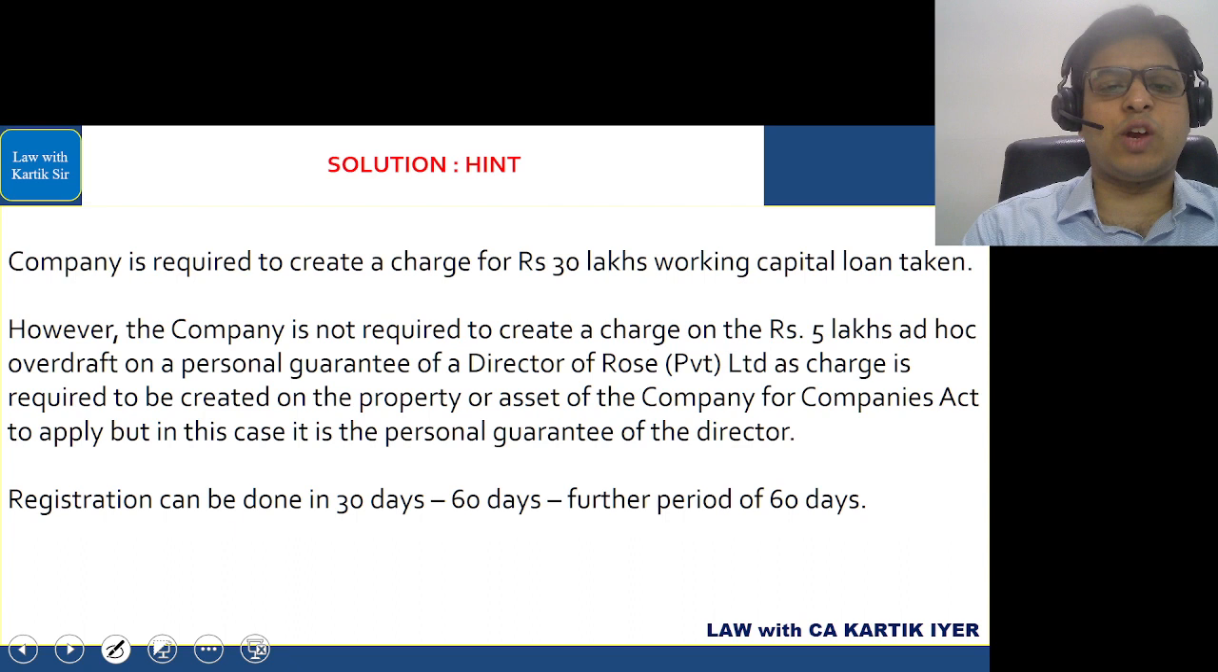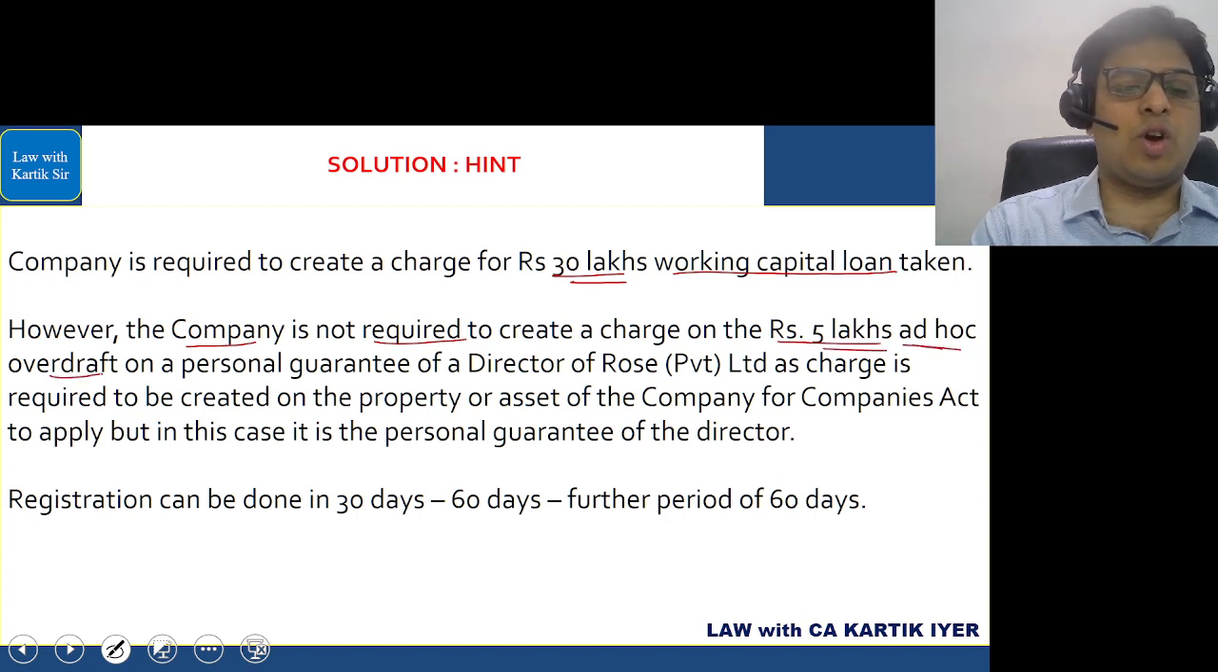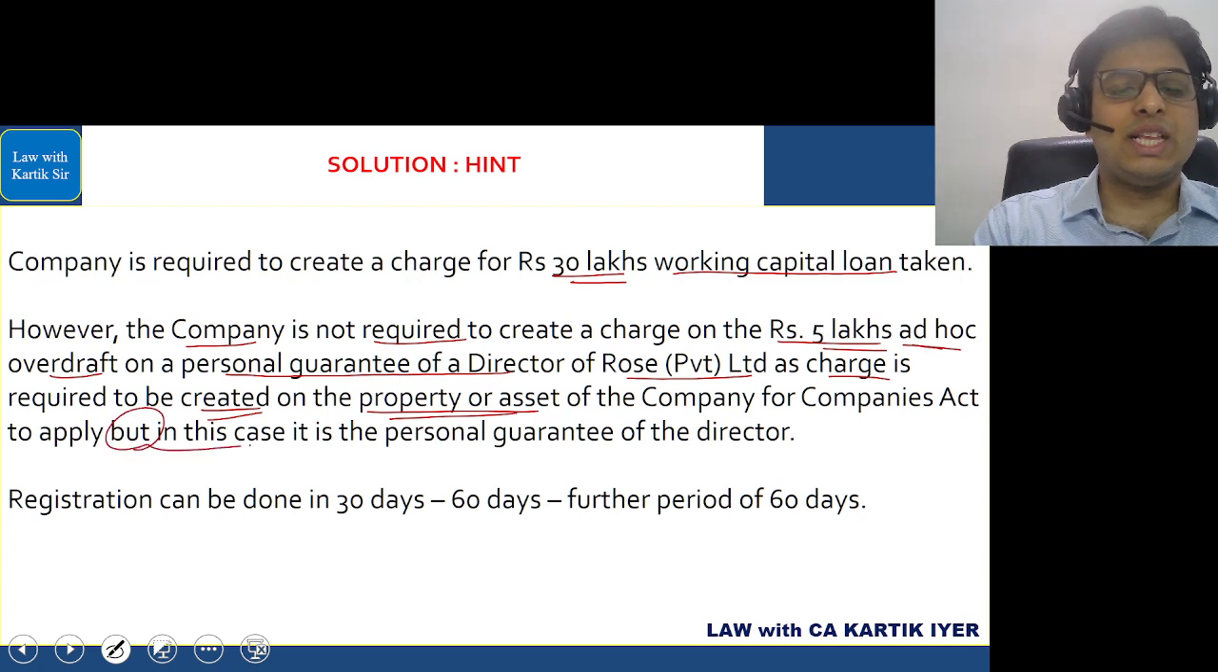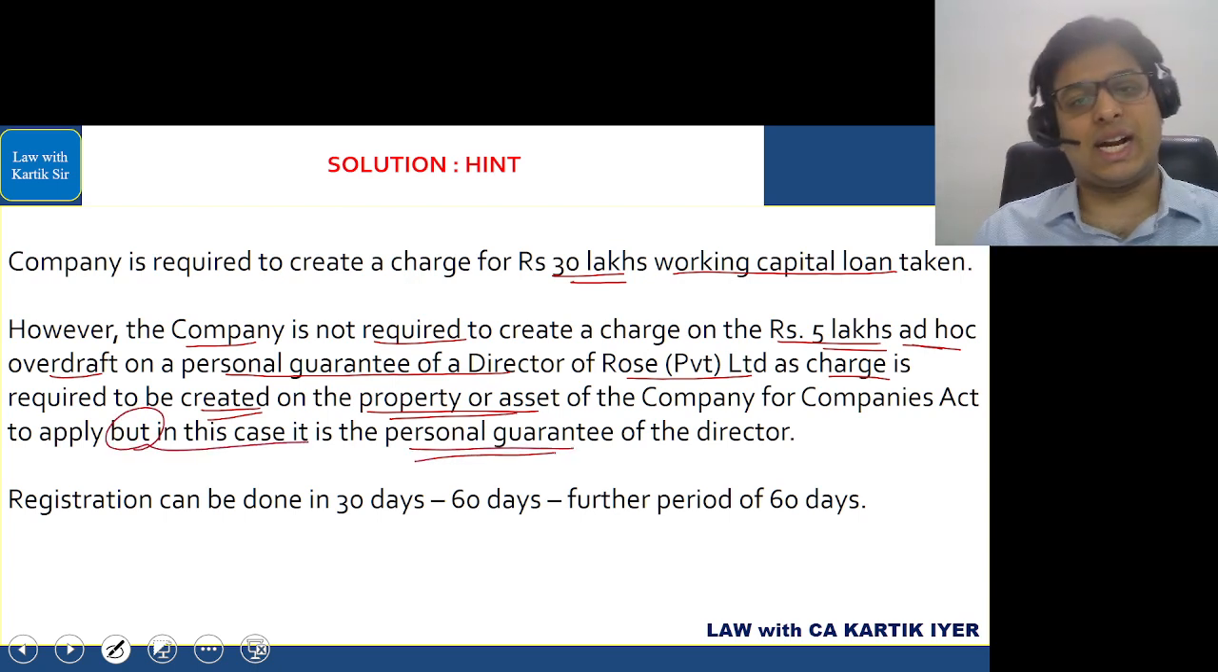That is basically given here. See, company is required to create a charge for 30 lakhs working capital loan taken. However, company is not required to create a charge for rupees 5 lakh ad hoc overdraft on personal guarantee of a director of Rose Private Limited, as charge is required to be created on the property or asset of the company for Companies Act to apply. But in this case, it is a personal guarantee of the director.